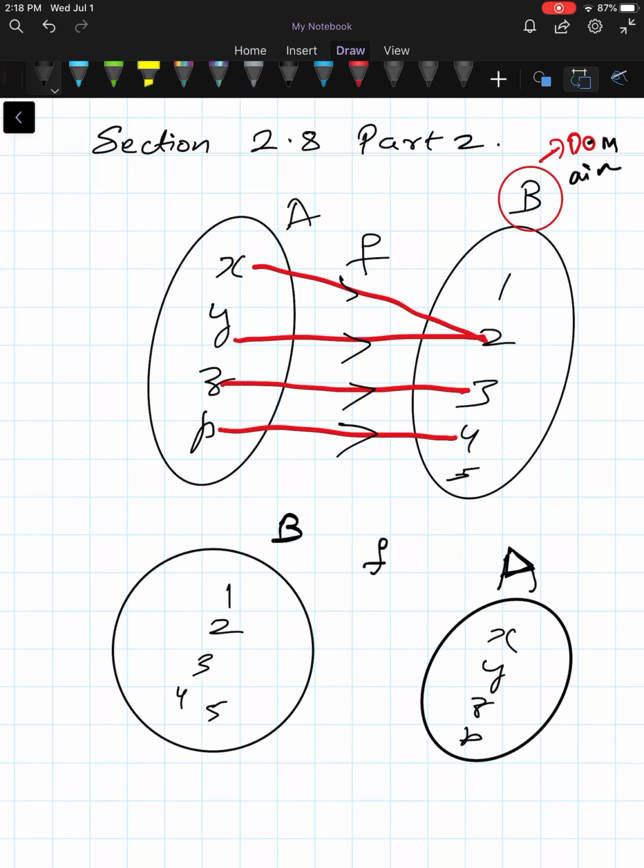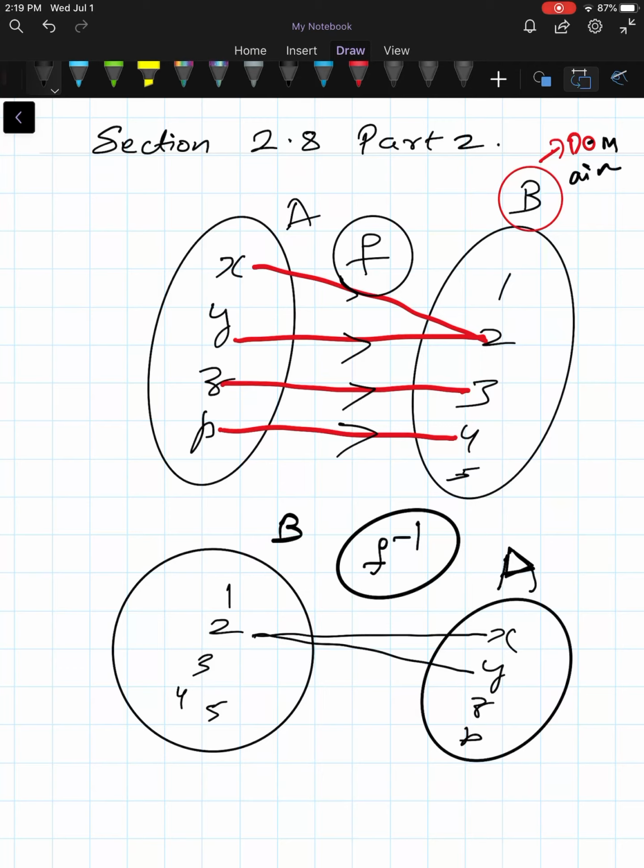So your F inverse will be mapping all the elements from B to A as it is being mapped by F. So you can see that 2 is mapped onto X and Y. So this is not at all a function in the first place, right? So that means that the F inverse does not exist if the function is not one-to-one. I hope you got the point.